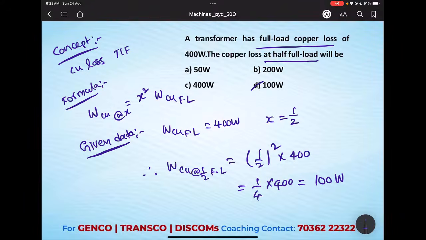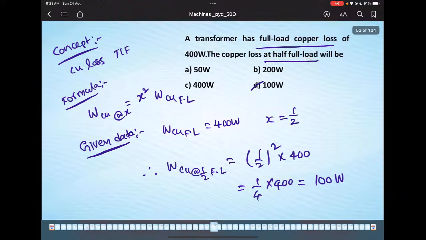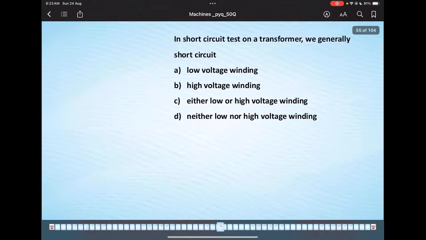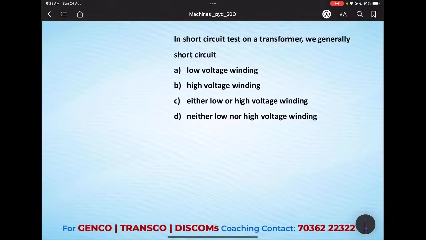Is it clear? These types of questions are repeated many times in competitive exams, so you can easily answer this type of questions. Don't get confused, come from the basics and substitute the given data. You can solve the question very easily. Okay, let's see the next question.